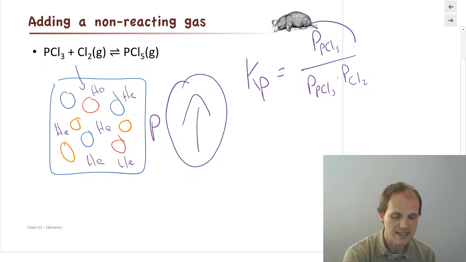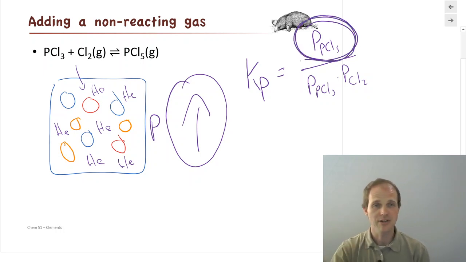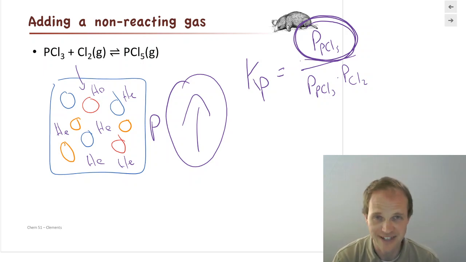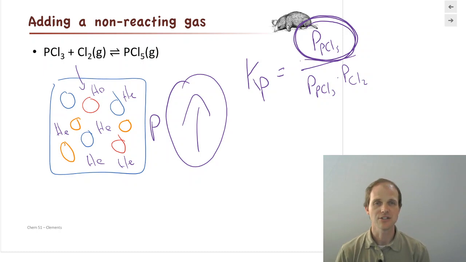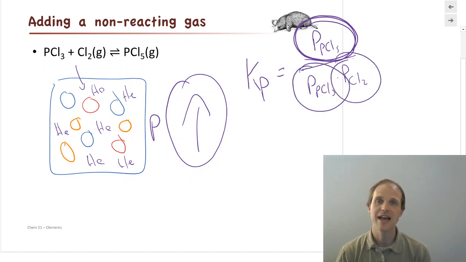But remember, what was the definition of partial pressure? It was the pressure it would exert if it were by itself in a container. So whether it's by itself in a container or in a container with helium, it acts as if it was by itself, and none of that's going to change. The partial pressure of PCl5 is not going to change when I add helium. The partial pressure of PCl3 is not going to change when I add helium. The partial pressure of Cl2 is not going to change when I add helium.